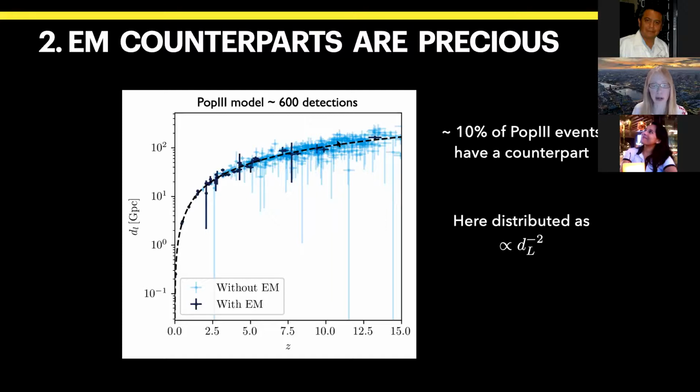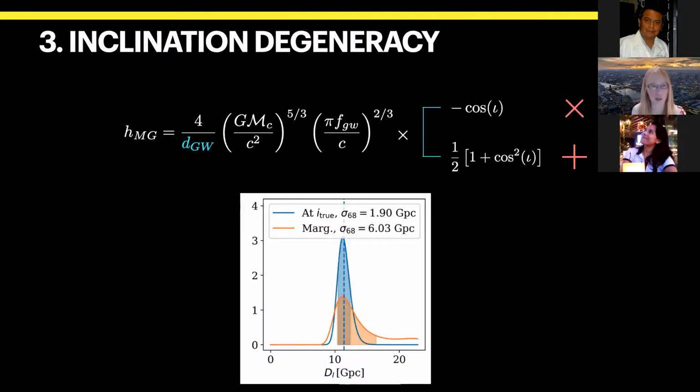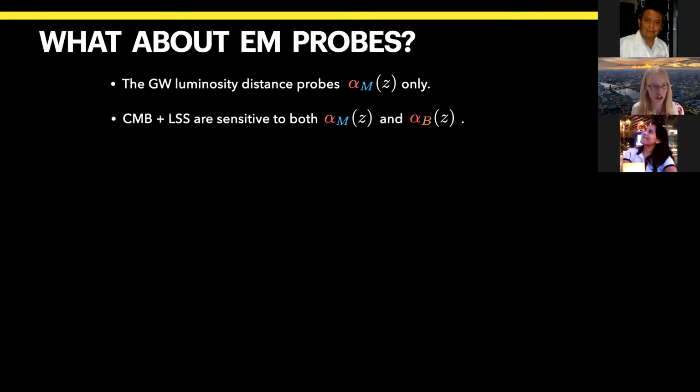So in light blue here is my catalogue of POP3 events, and in dark blue are the selected ones that have an EM counterpart. So it's an even smaller sample. And what I've done here is I've distributed the electromagnetic counterparts in some sensible way, because of course we're more likely to observe the ones at low redshift than at really high redshift. You also have to worry about the inclination of your binaries, but in the interest of time, I will skip that today, and I'll just show you the results.